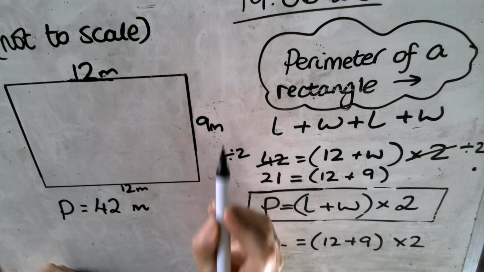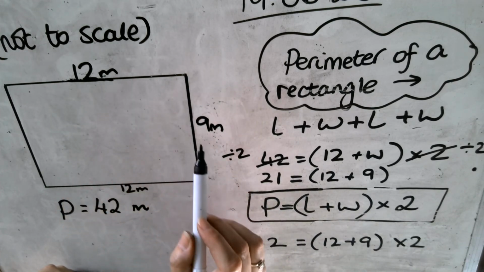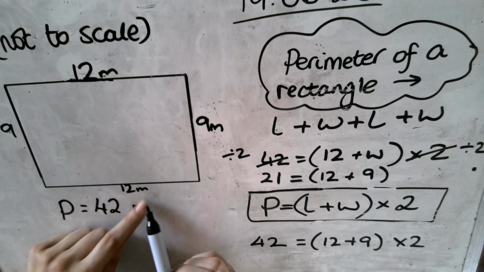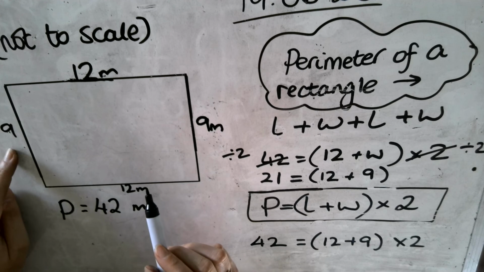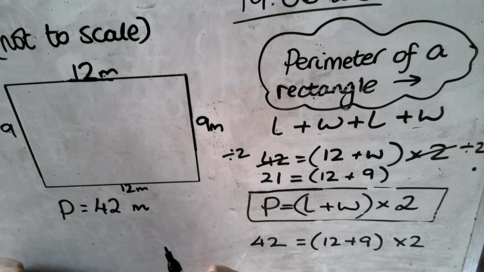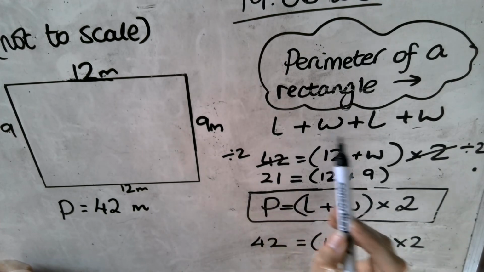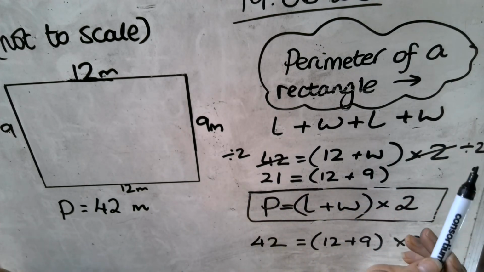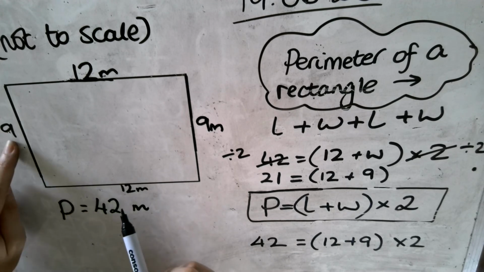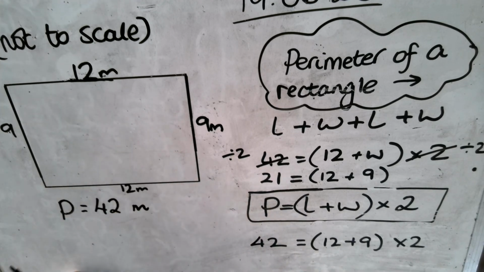Let's see. 12 plus 9 is 21. Add them together, 42. There we go. Another way you can check is by doing length plus width plus length plus width. Just double, triple check. 12 add 12 is 24. Add 9 is 33. Add 9 is 42.